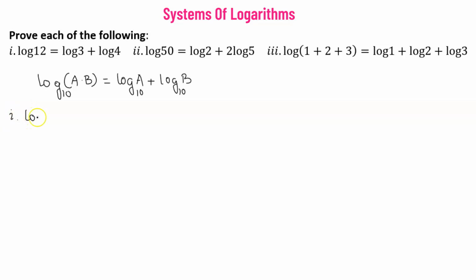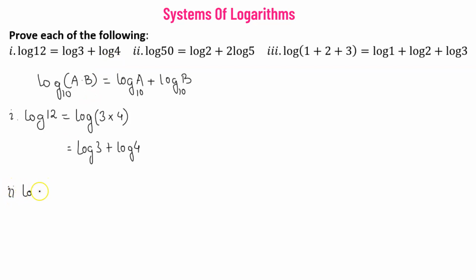The first problem, we have log of 12. All we have to do is find the factors of 12. We know that 3 times 4 is 12. So here, if we consider 3 to be a and 4 to be b, then this will be equal to log of 3 plus log of 4. So we have proved the first one. Let's go to the second one.